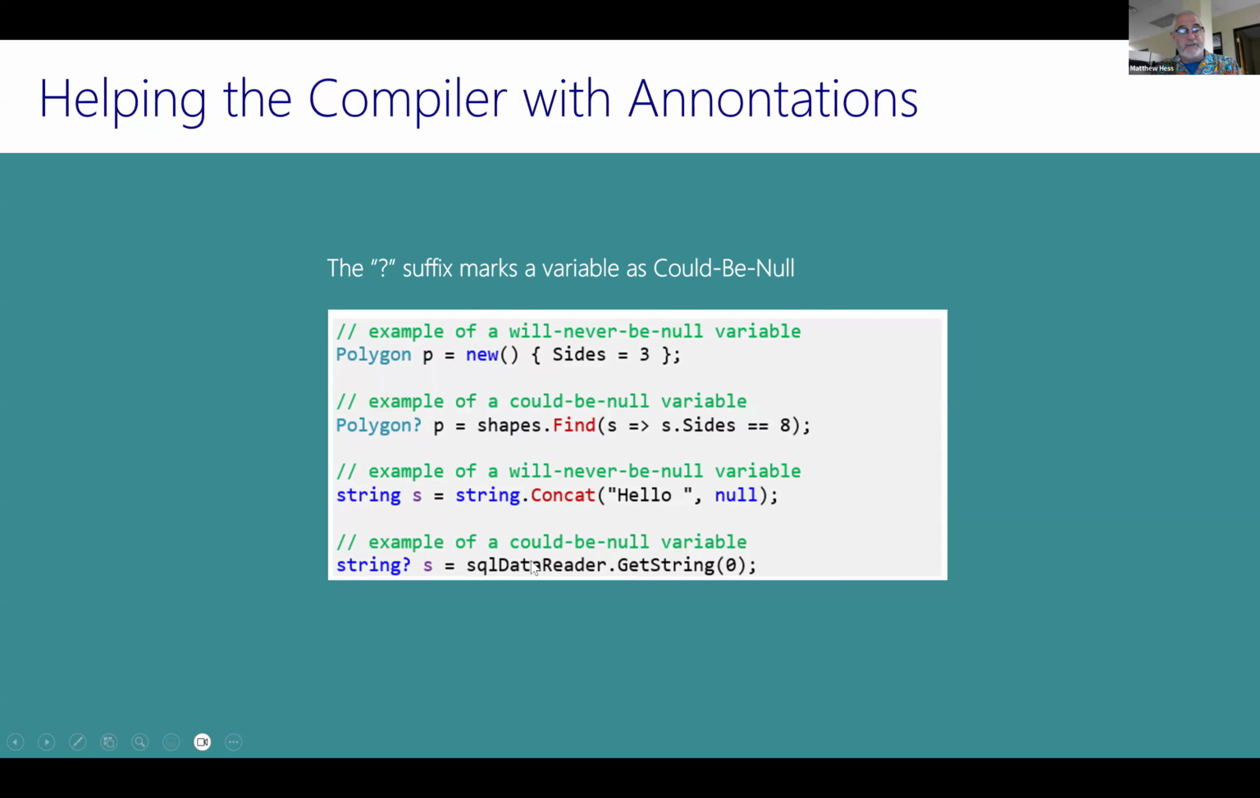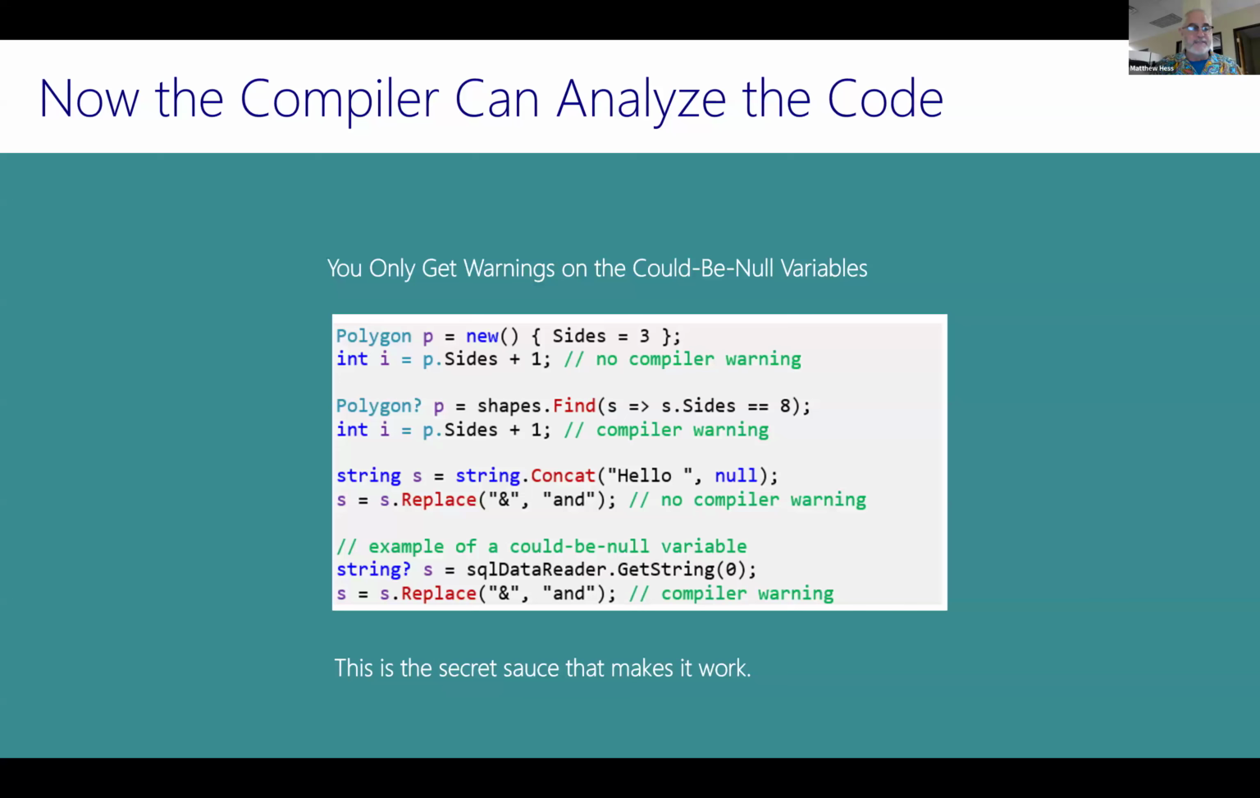It doesn't actually change the type, and we're going to talk about that more. This is one of the most confusing and kind of counterintuitive things about this feature. It really doesn't actually change the type. A polygon is still a polygon. String is still a string. It's just that you've added this annotation that allows the compiler to make better guesses about your intent and what it should possibly be warning you about. So once you've annotated your code in this way, now the compiler can analyze the code. So you're only going to get warnings where you want them.